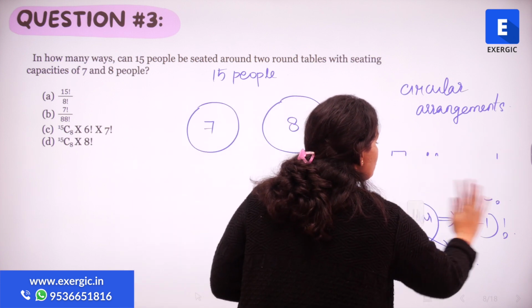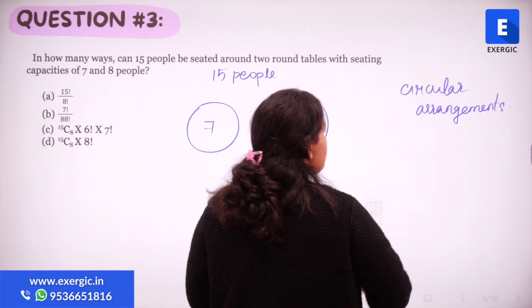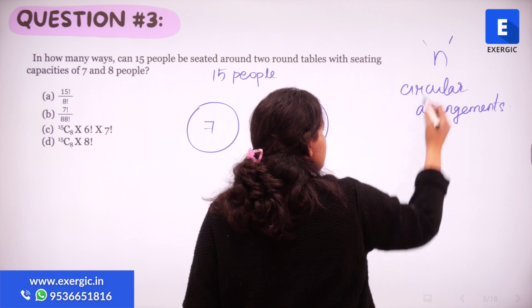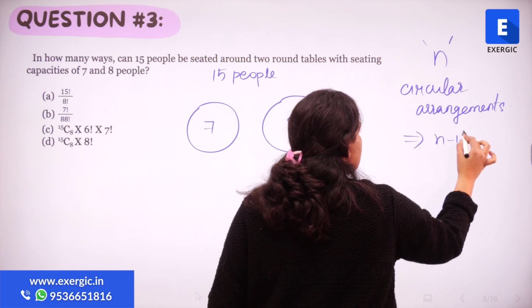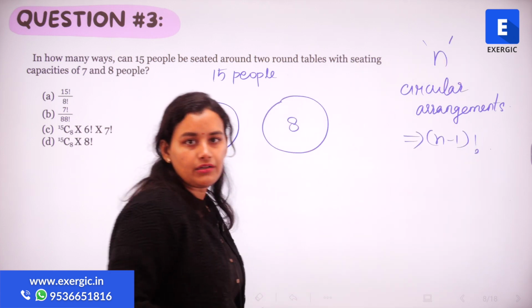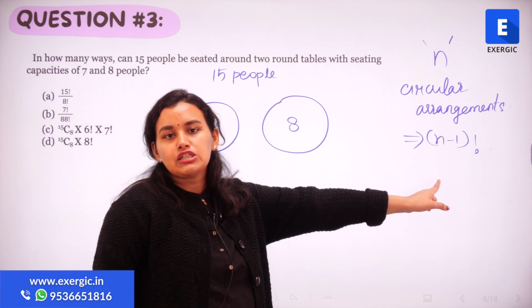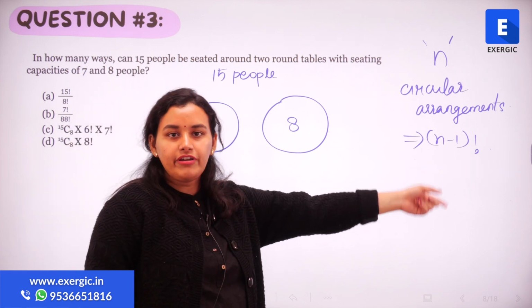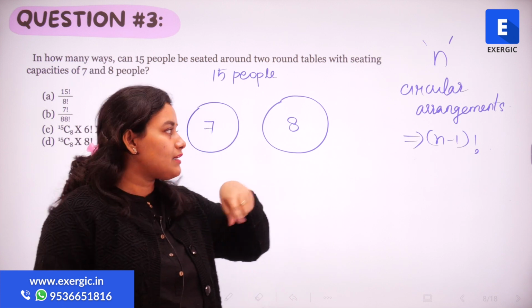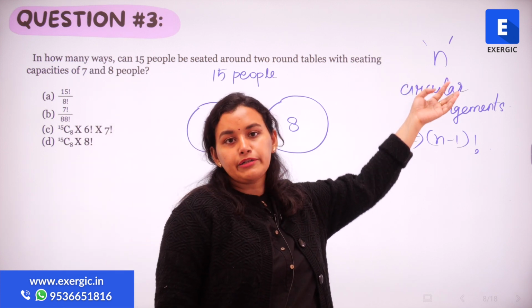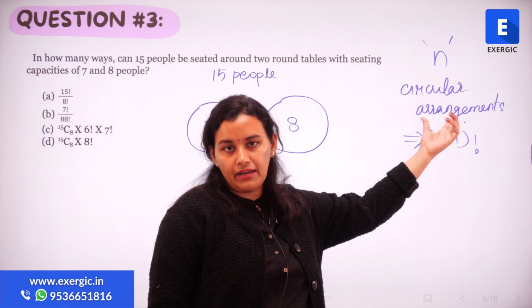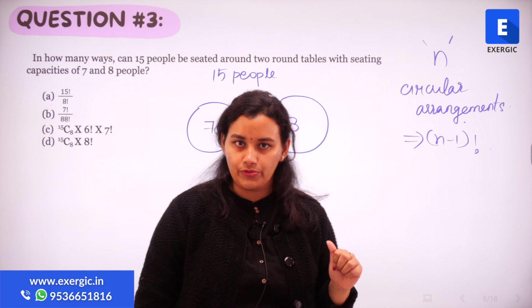So this is the basic expression of circular arrangements. If I want to arrange n distinct items in circular arrangements, then the number of ways to do that is n minus 1 factorial. This is the first preliminary knowledge that you must have in order to solve this question, that the number of ways in which n distinct items can be arranged in a circular manner is n minus 1 factorial, right?